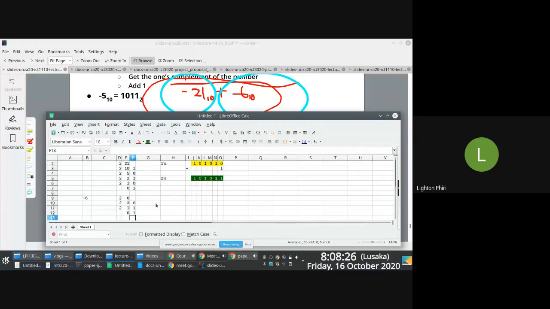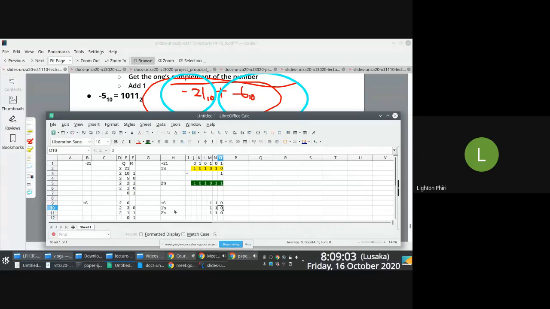So we realize that, in fact, our positive 6 is equal to 110. And here's the thing: getting the 1's complement of a positive number is just the positive number. So 1's complement is this. Getting a 2's complement of a positive number is just that number. So it's still going to be 110, sorry.